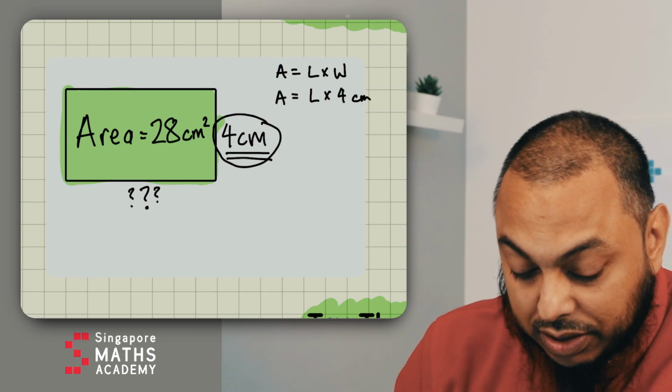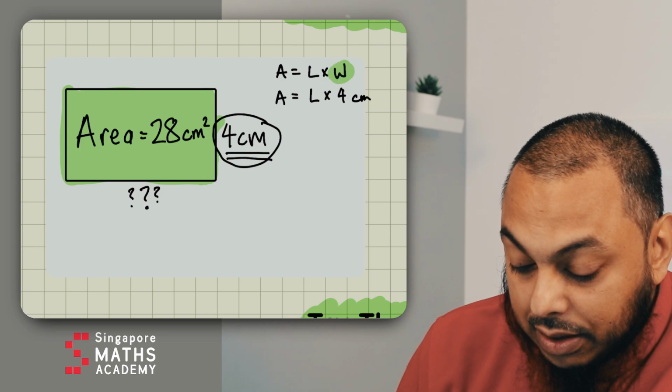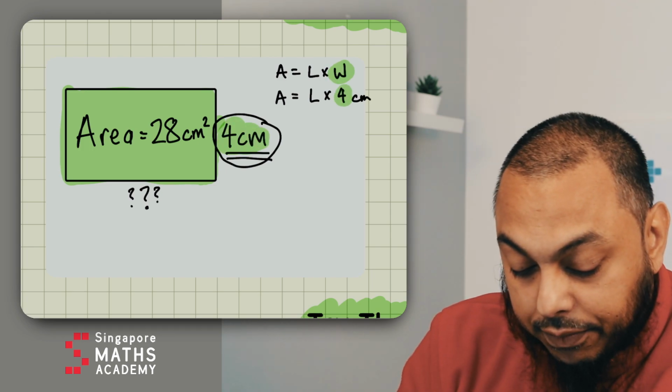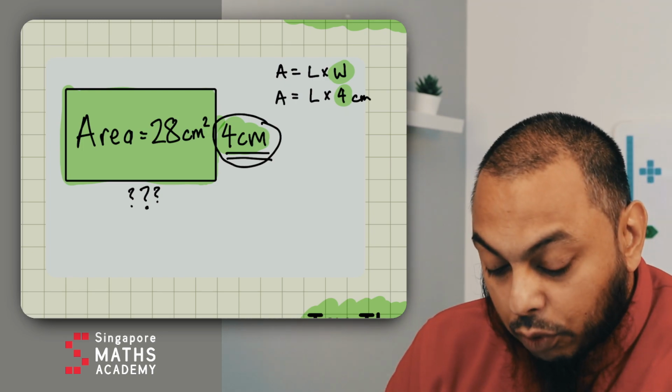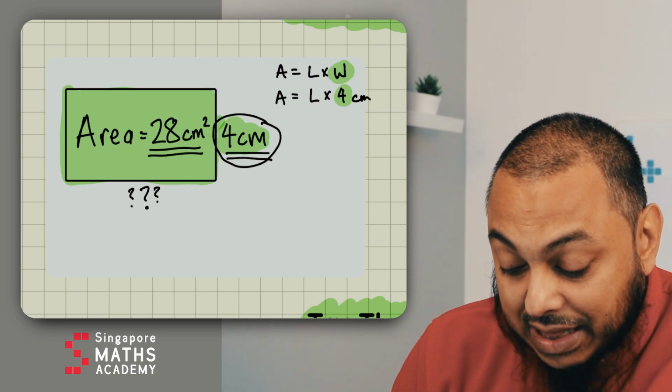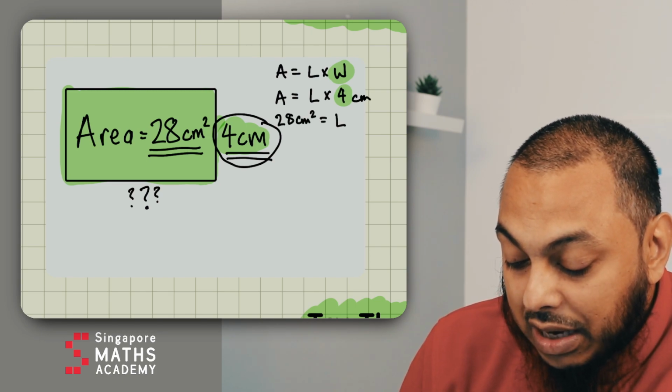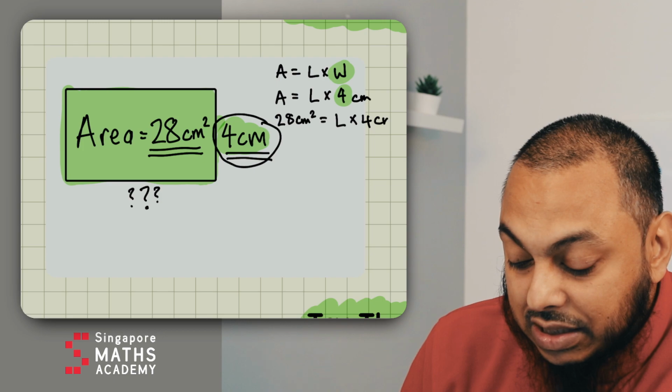Because we know what the width is. The width is 4 centimeters. And so that's why I've got 4 here. So something times 4 gives me 28. The area is 28. So 28 square centimeters is equal to length times 4 centimeters.